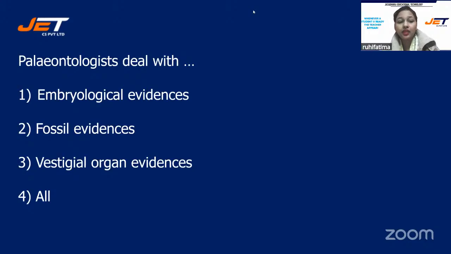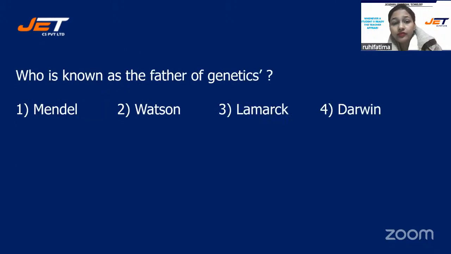All right, students. So the correct answer for this question will be option number 2, fossil evidences. Those who have selected option 2, you all are correct, students. Next question we have, who is known as the father of genetics? Your options are number 1, Mendel. Option number 2, Watson. Option number 3, Lamarck. Or option number 4, Darwin.